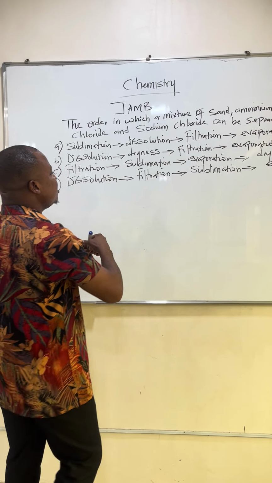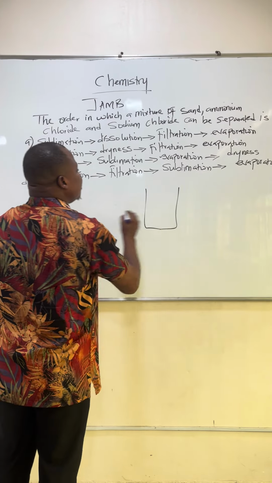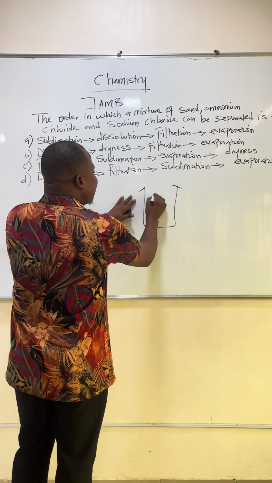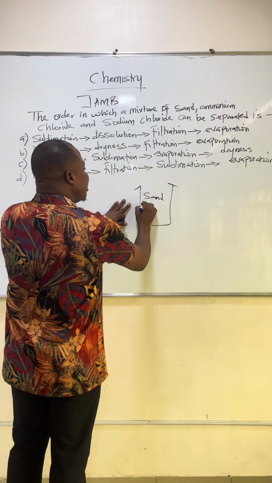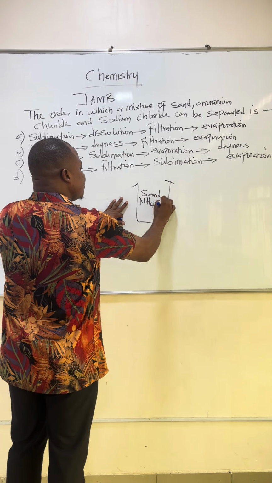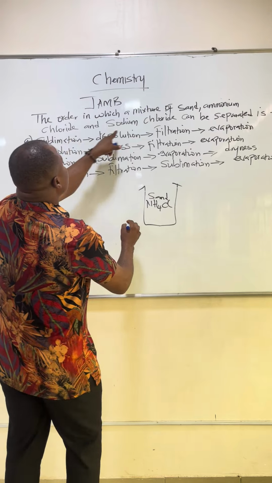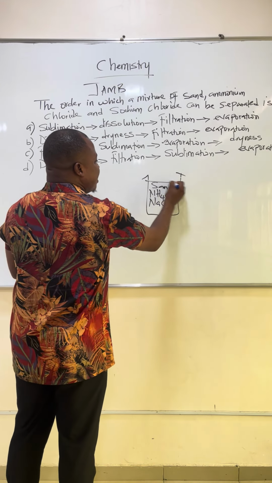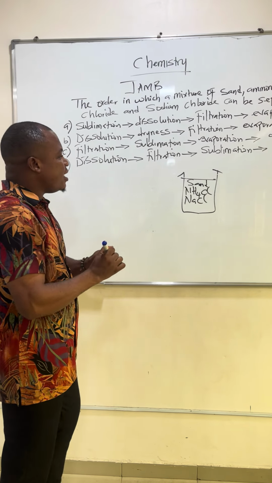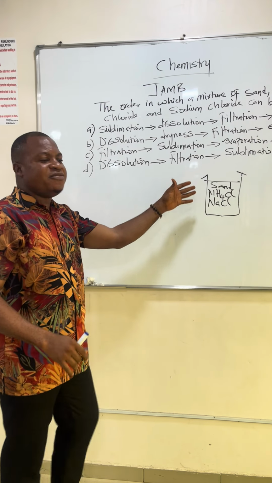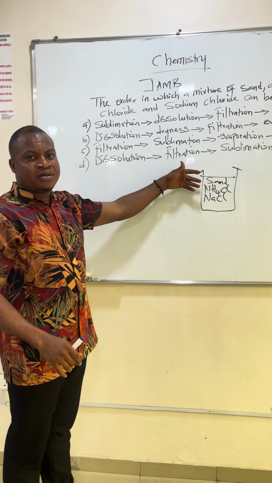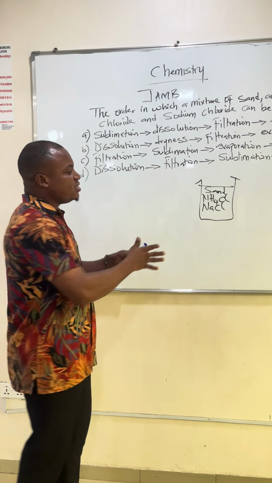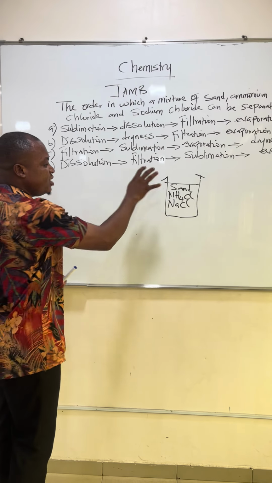It means that if this is a container, for example, in this container we have sand, we have ammonium chloride, and we also have sodium chloride. Everything is mixed together. How can we separate them? If you look at this, they are all solid. But because of the change of state of matter, we can separate these three substances.